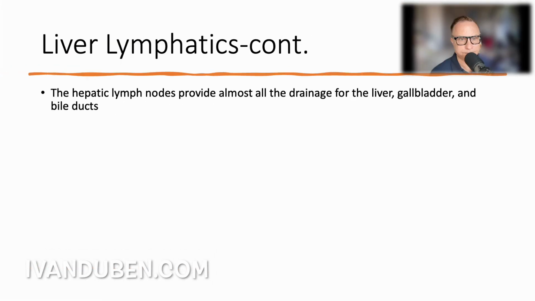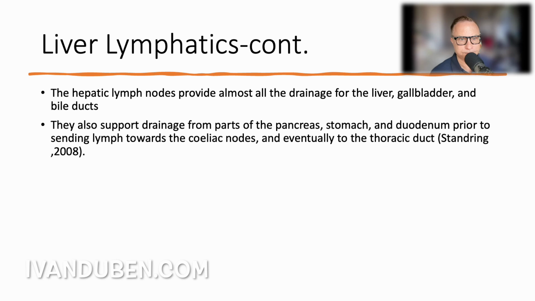The hepatic lymph nodes provide almost all the drainage for the liver, gallbladder, and bile ducts. They also support drainage from parts of the pancreas, stomach, and duodenum prior to sending lymph towards the celiac nodes and eventually to the thoracic duct.